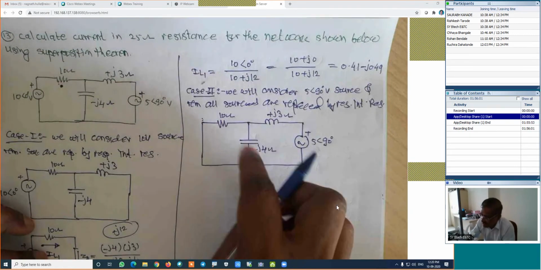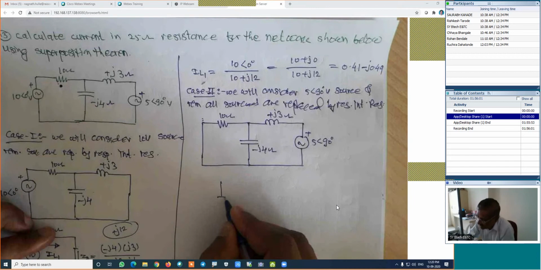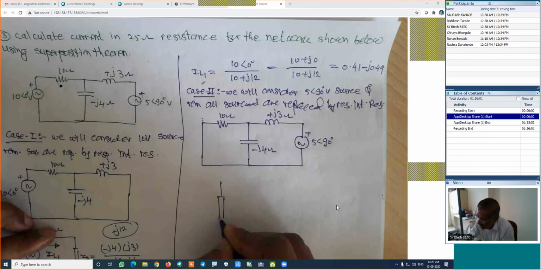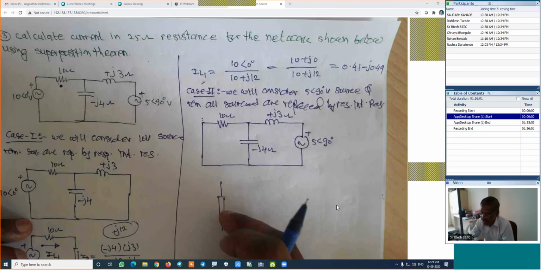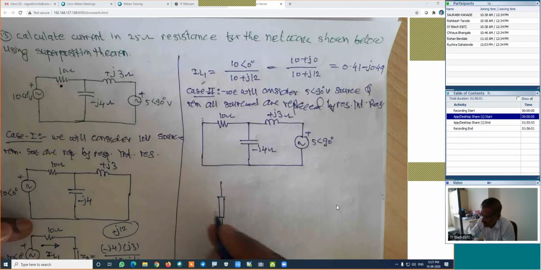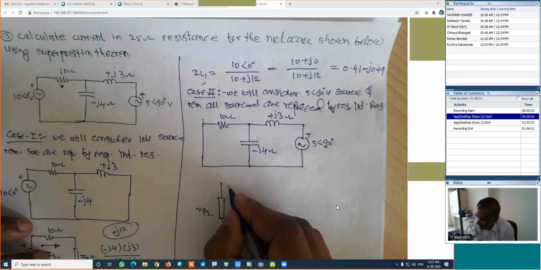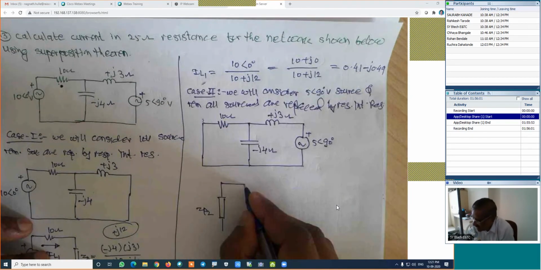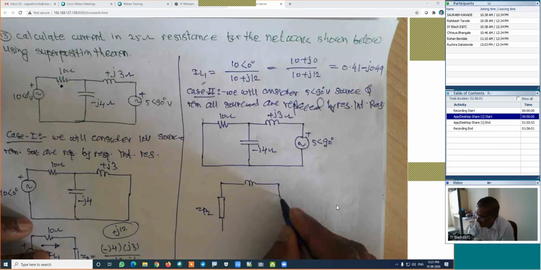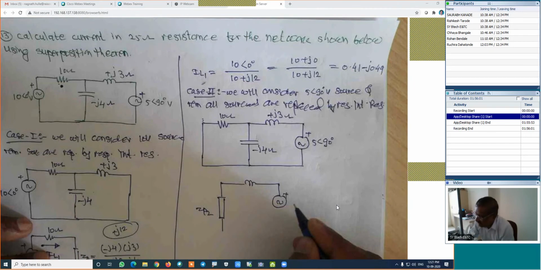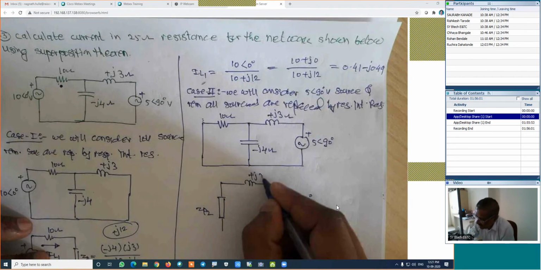Find out the parallel combination of this ZP2. Its next figure will be something like this. If we don't know whether it will be an inductor or capacitor, it can be represented by blocks like this. This is ZP2, this is ZP1 maybe. A parallel combination. Here it will be the j3, and here the source with 5 angle 90 degrees. This is j4.